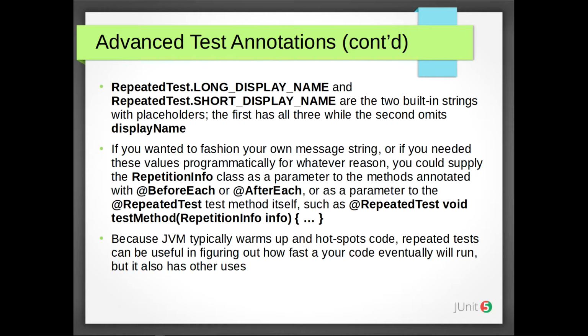So if you wanted to fashion your own message string, or if you needed these values programmatically for whatever reason, you could supply the RepetitionInfo class as a parameter to the methods annotated with @BeforeEach, or @AfterEach, or as a parameter to the @RepeatedTest method itself, such as @RepeatedTest void testMethod(RepetitionInfo...). And I'm going to make a 15-second pause for you to write down the last bolded line.